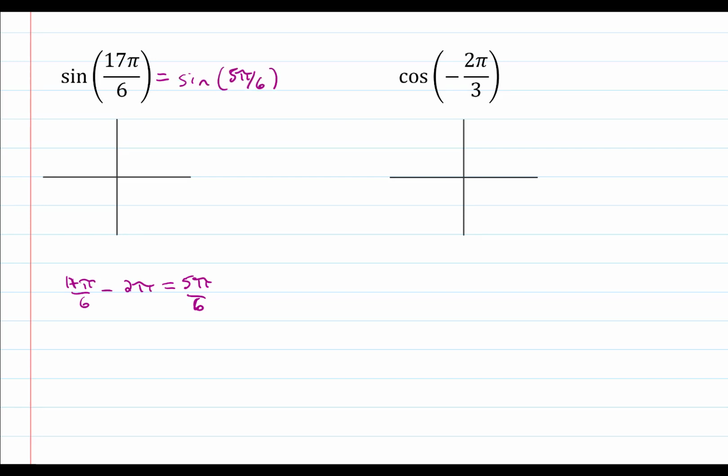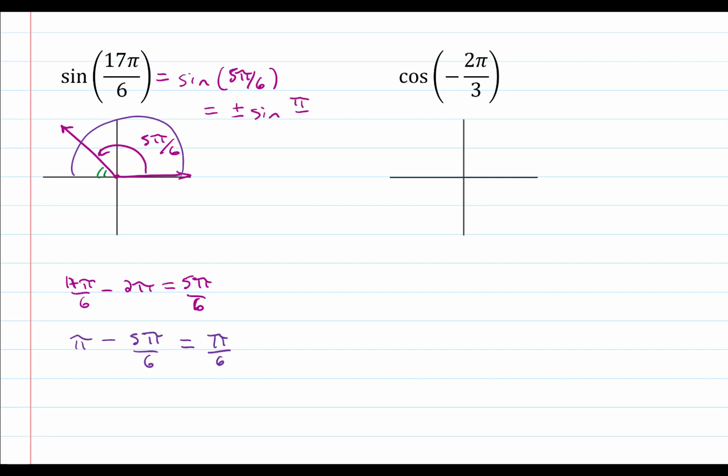Now I need to evaluate sine of 5 pi over 6 using reference angles. Well, my terminal side of 5 pi over 6 will be in quadrant number 2 with counterclockwise rotation. That means my reference angle is made up of the terminal side of 5 pi over 6 and the negative x-axis. To find that reference angle, I'm going to take the full angle, which is pi, and subtract from it the part I don't want, which is the 5 pi over 6, leaving me a difference of pi over 6. I now can rewrite sine of 5 pi over 6 as plus or minus sine of pi over 6.